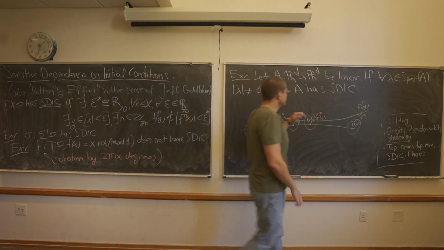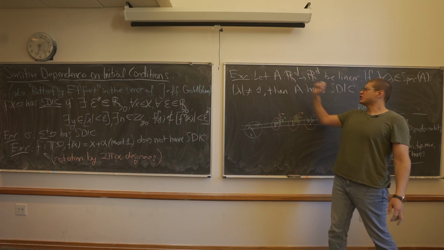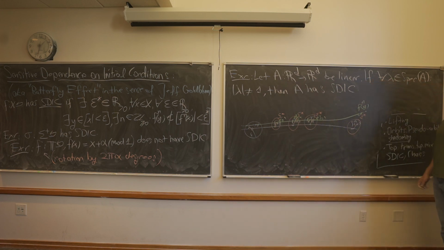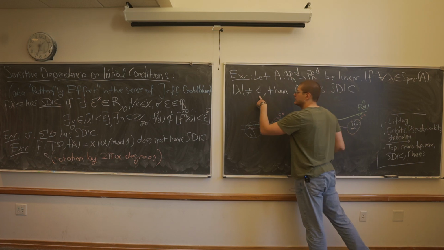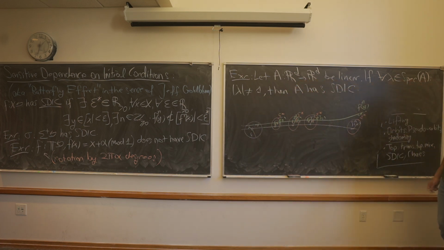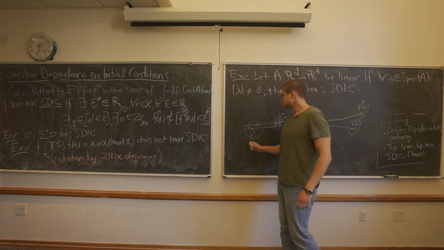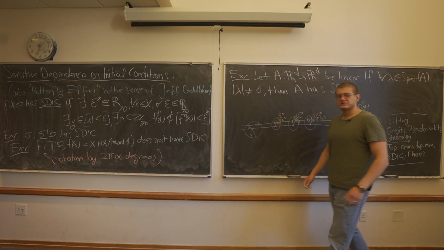Another exercise, this is in case you know linear algebra. If I have a linear transformation on R^d and no eigenvalue of it has modulus equal to 1, so maybe it's less than 1 or greater than 1, then that dynamical system, iterations of the matrix, has sensitive dependence on initial conditions. Okay, questions?